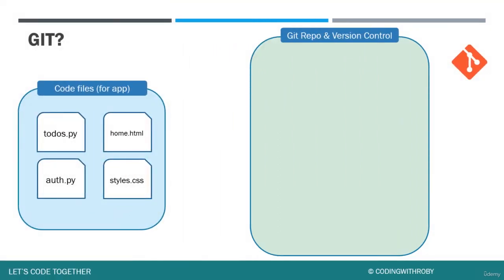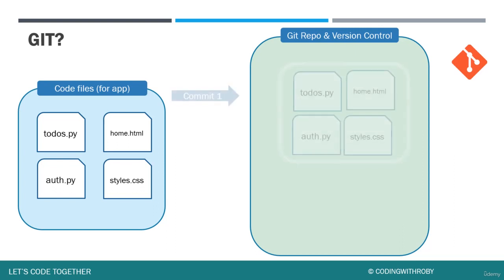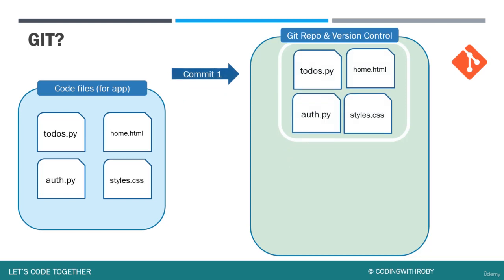After we go over the Git basics, how will we be able to use Git within our project? Well, let's take a look at our current to-dos application. We have our todos.py file with an auth.py file, home.html, and some styles.css. Our first commit will be to add all of the files to a Git repository.